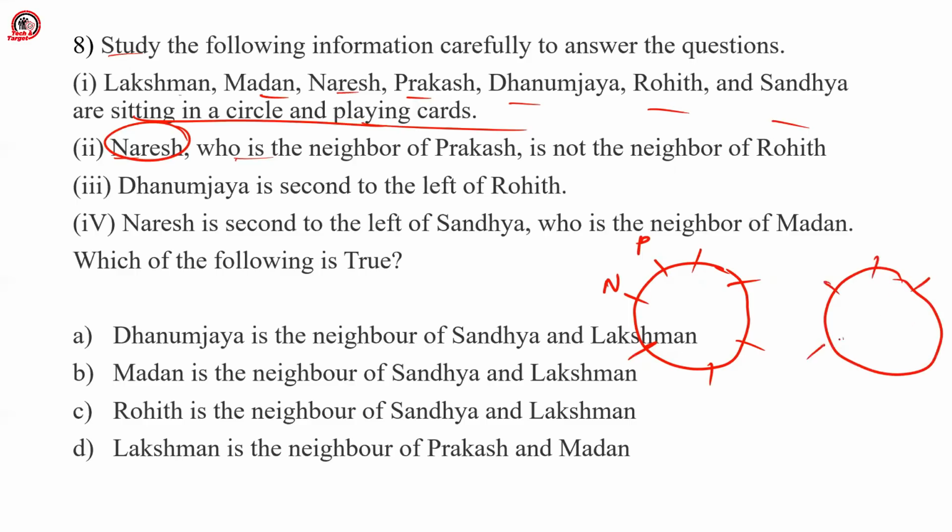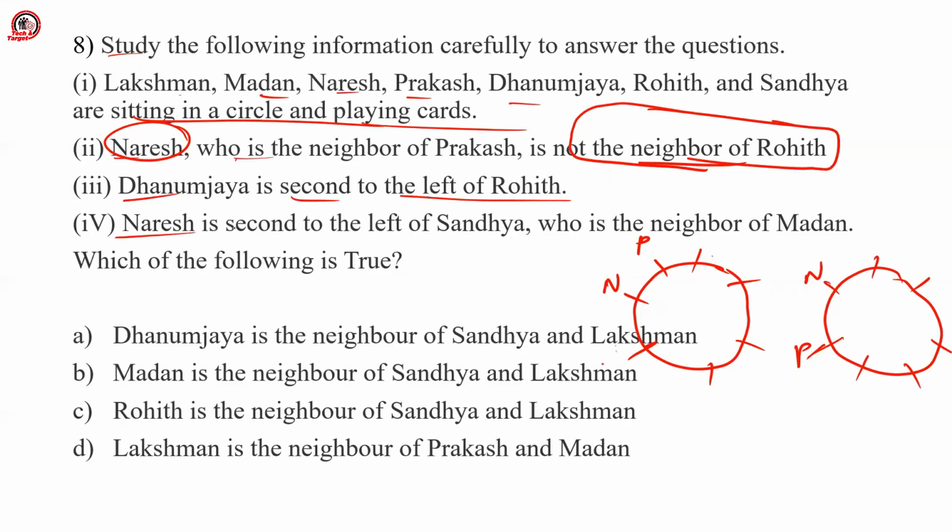1, 2, 3, 4, 5, 6, 7. Now, if this person is Naresh, then on the right side it may be Prakash, and on the left side also it may be Prakash, who is not the neighbor of Rohit. So we have to make sure that we should not write R here, and we will see that after considering all the cases. Now, Dhananjay is second to the left of Rohit, but we don't know where to place Dhananjay and Rohit as of now, because there are so many slots and we will be confused about where to write that.